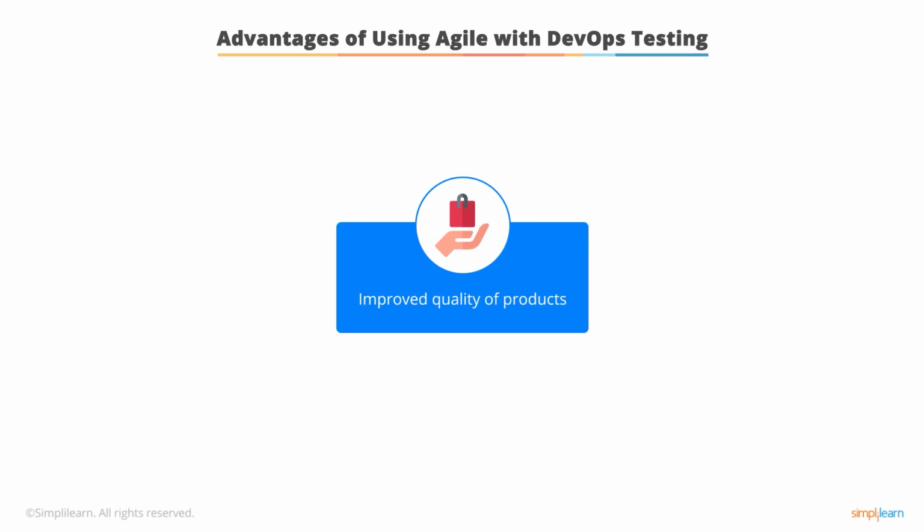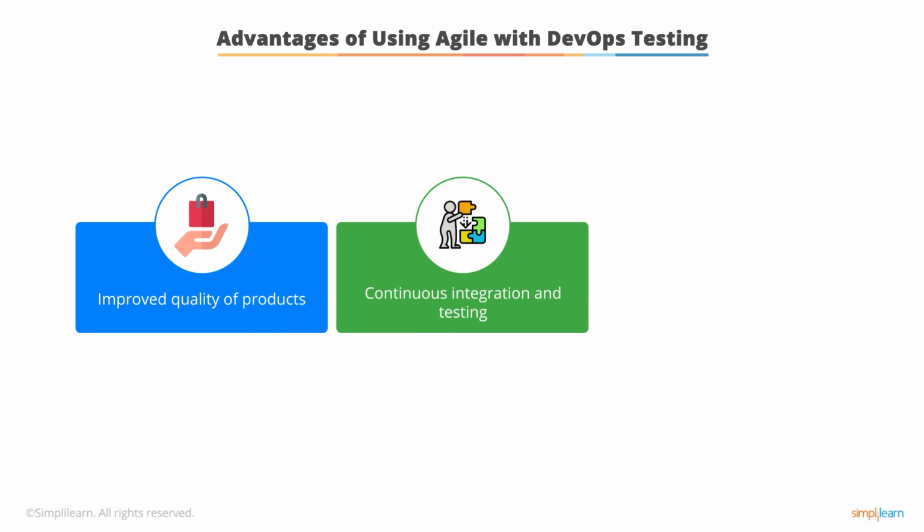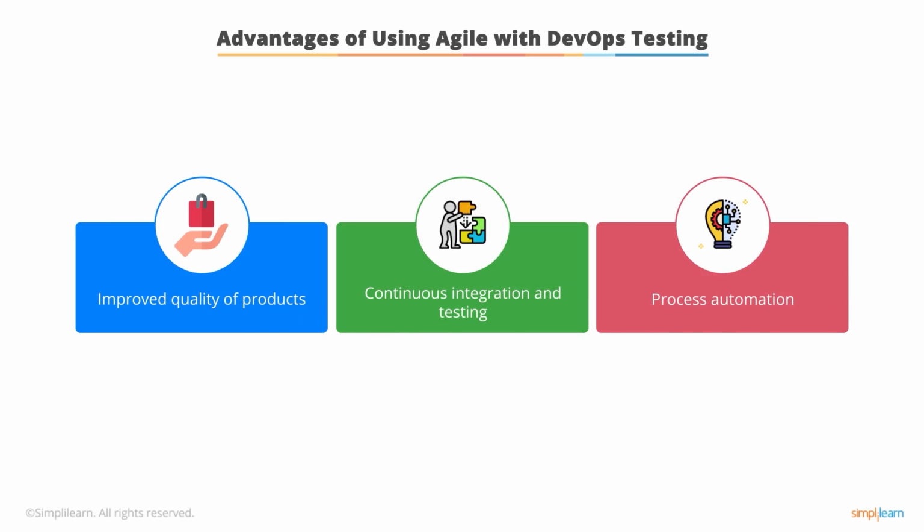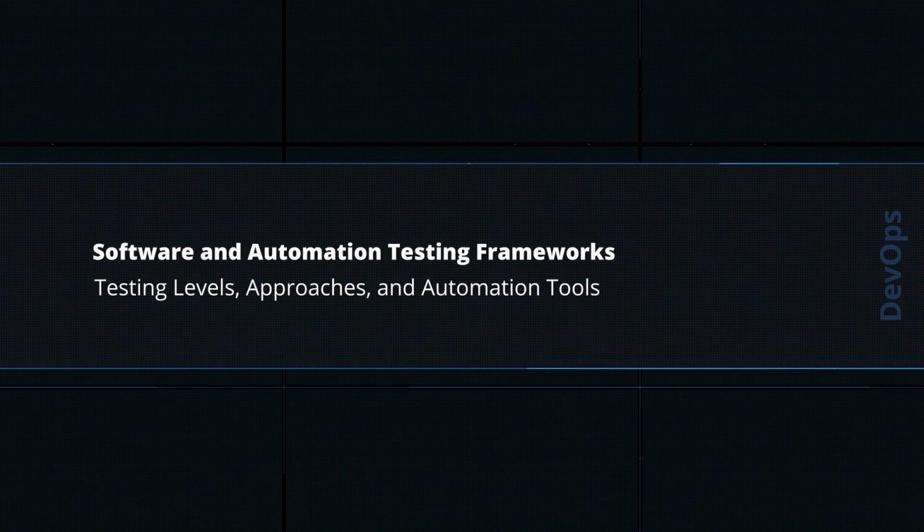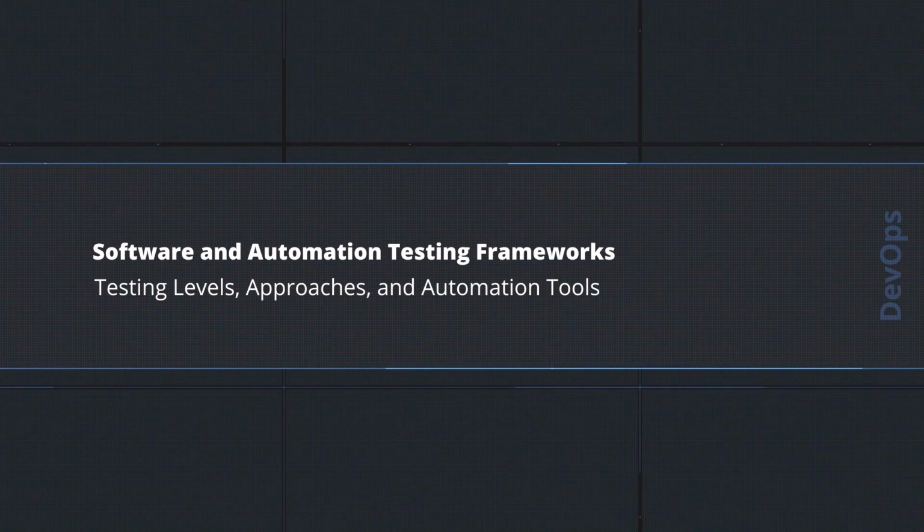Improved quality of products, continuous integration and testing, and process automation are Agile features that provide significant advantages in DevOps testing. As we've mentioned many times, Agile's iterative development process, along with the use of continuous automated testing, improves the quality of the software created significantly. Testing levels, approaches, and automation tools.